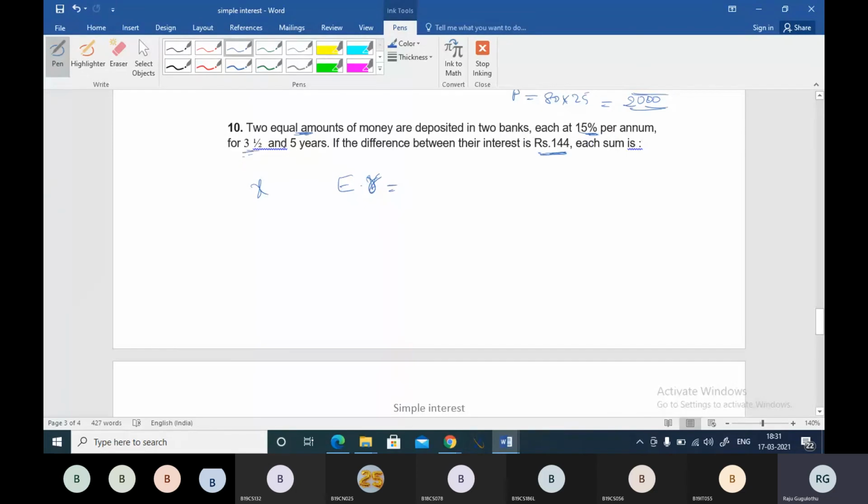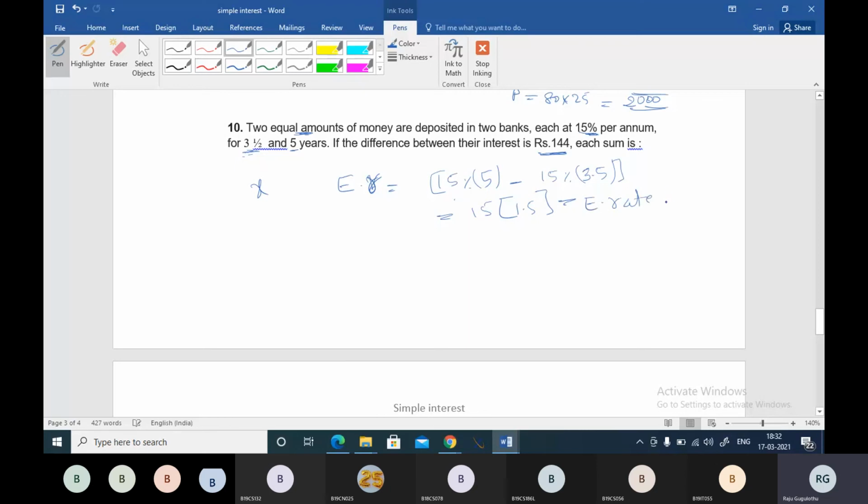One is for 5 years and one is for 3.5 years, right? So it is rate into time, 5 years minus 3.5 years. You can take 15 out of it. 15 into (5 minus 3.5), and 5 minus 3.5 is nothing but 1.5. So 15 into 1.5 is the effective rate of interest.